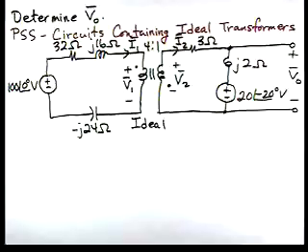Okay, in this problem we're asked to find V0. You see where V0 is. We have an ideal transformer. So we're going to use our problem solving strategy entitled Circuits Containing Ideal Transformers.